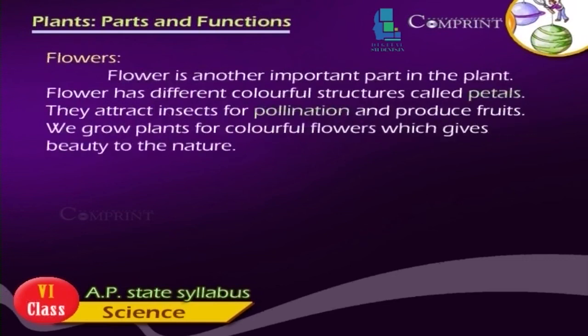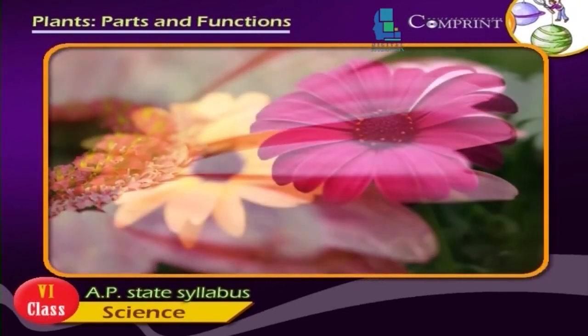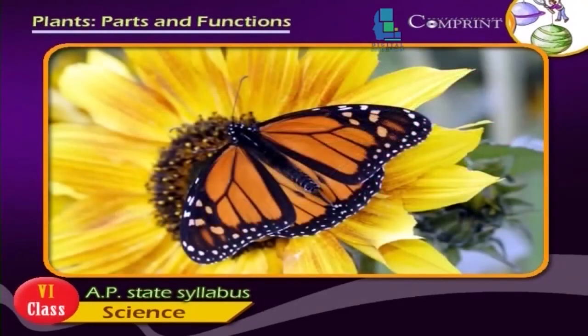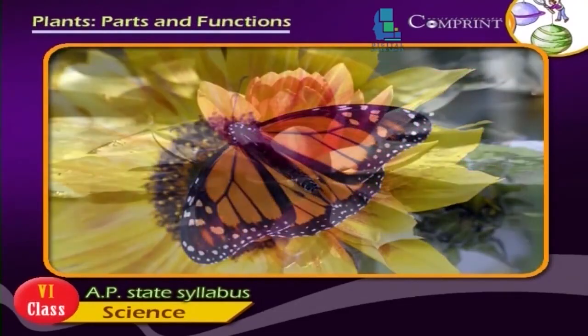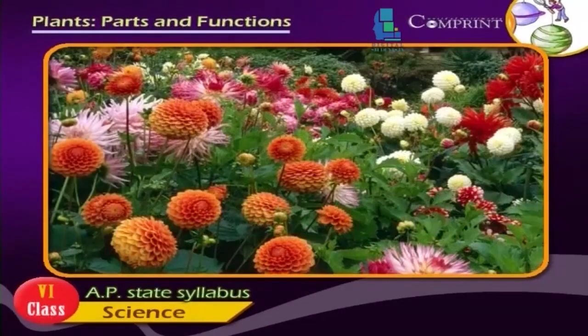Flowers. Flower is another important part of the plant. Flower has different colorful structures called petals. They attract insects for pollination and produce fruits. We grow plants for colorful flowers, which give beauty to nature.